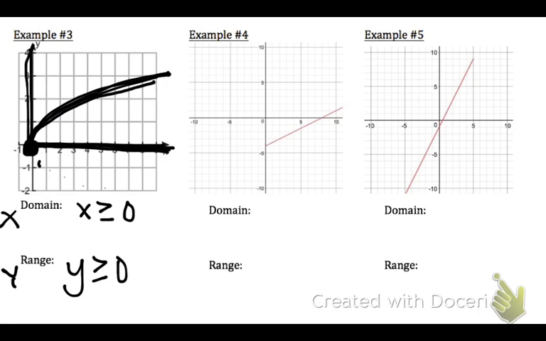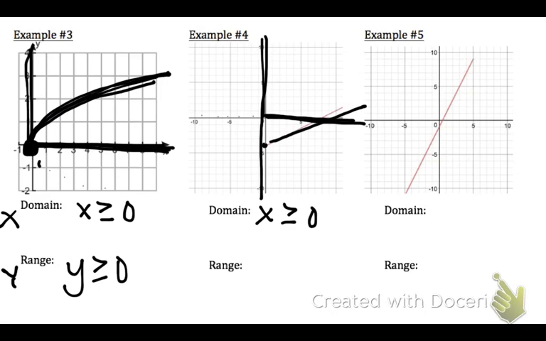Example number 4 is a little bit different. For example number 4, again, let's take a look at the x's for the domain. I see that the graph only exists on this half of the x-axis. There's no graph that exists on this side. So x starts right here and it goes farther into the positive. So x has to be greater than or equal to 0. Now for the y's, which is this axis right here, what is the smallest value for the y's?